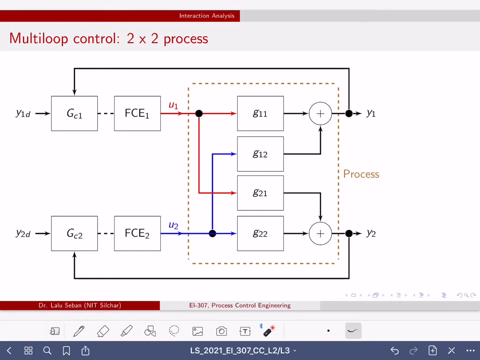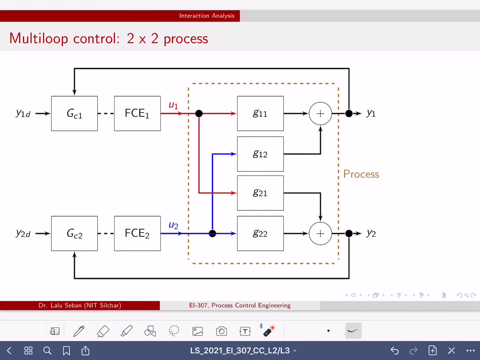Now, the closed loop diagram for a 2 by 2 system with a diagonal pairing will look like this. In the diagonal pairing, we know that y1 is controlled by u1 and y2 is controlled by u2. The desired value of y1 will go to the controller. The controller will compare the desired value with the actual value of y1, and FC stands for the final control element, like valves, heater and so on. That will manipulate u1 and y1 will be changed. Similarly for y2, we will be manipulating u2.